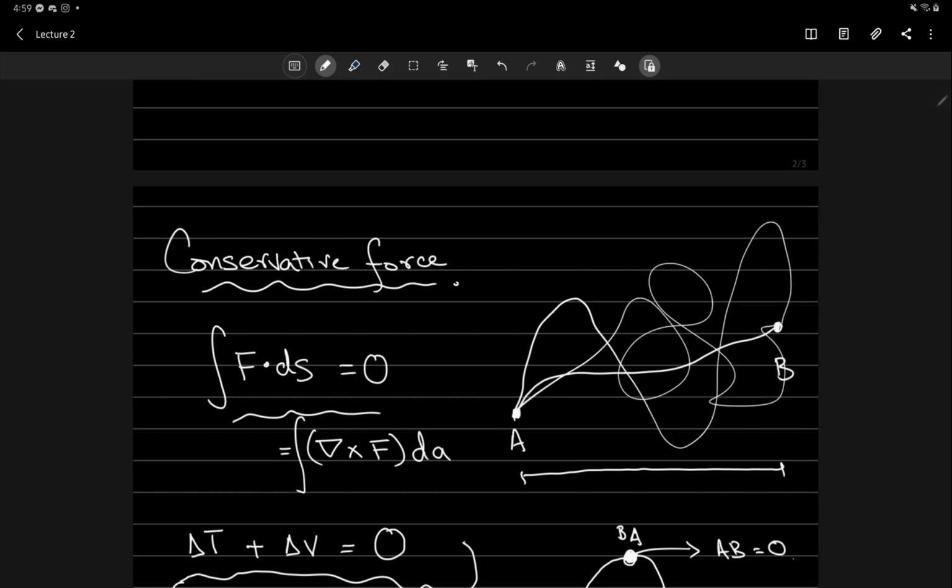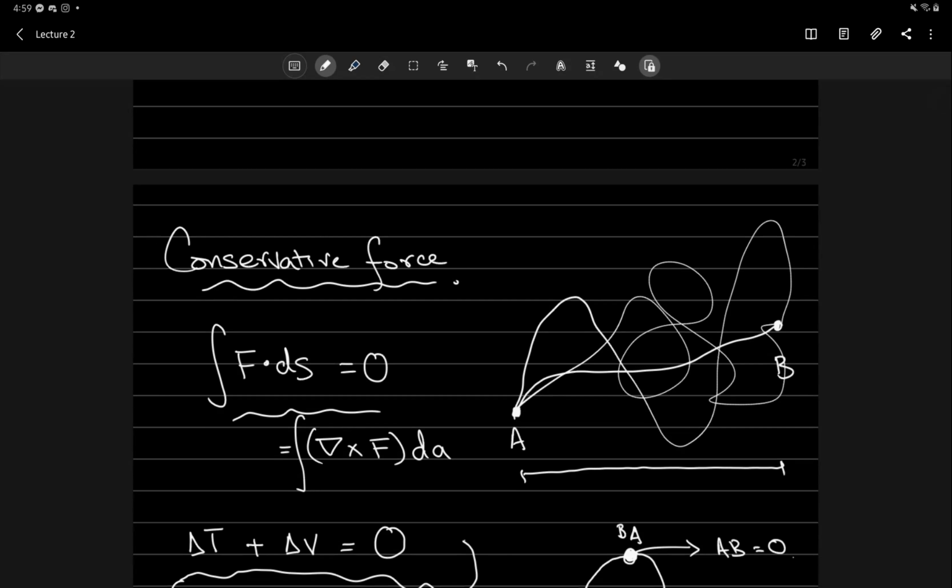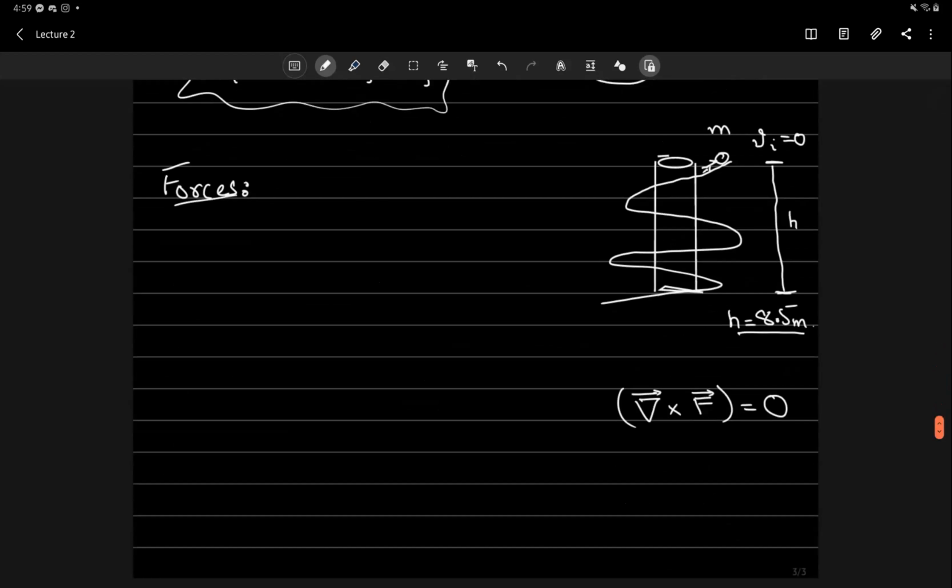So if del cross f is 0, तो उससे क्या होगा, ये पूरा इंटेग्रल 0 हो जाएगा, and the force would be a conservative force. Yeah, a conservative force. Exactly. Okay, so now let's talk about the system.